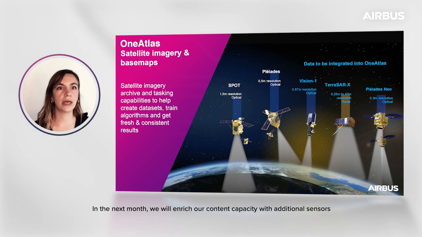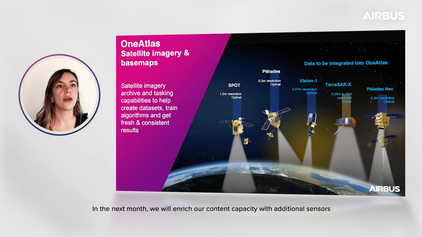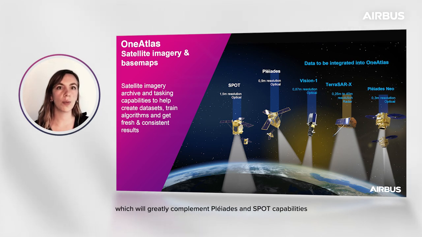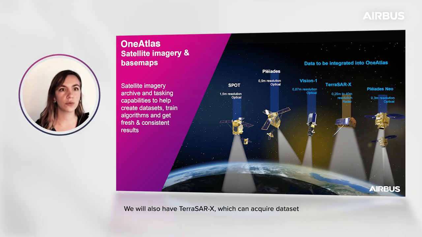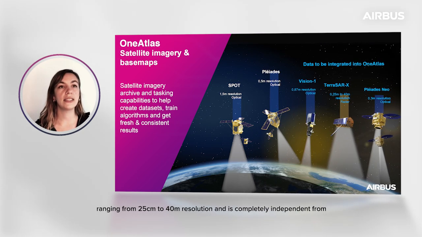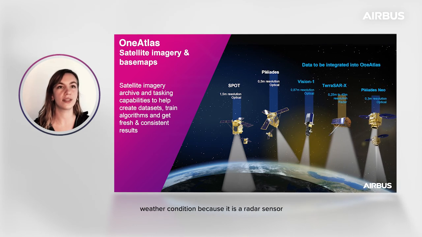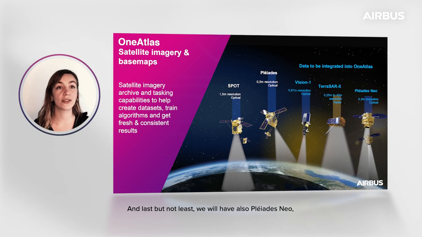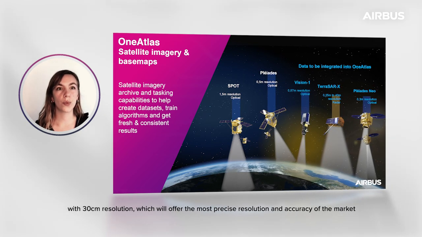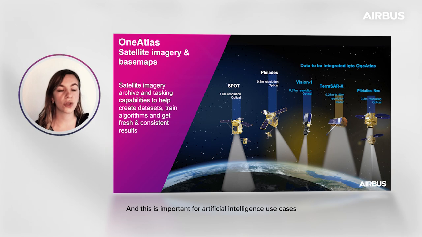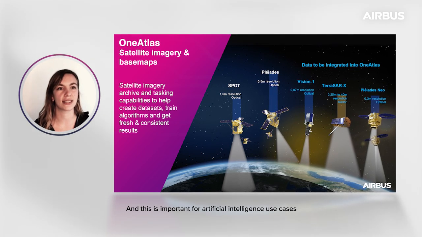But that's not all. In the next months, we will enrich our content capacity with additional sensors. Vision One, which is an optical sensor at 87 centimeters, which will greatly complement Pleiades and SPOT capabilities. We will also have TerraSAR-X, which can acquire datasets ranging from 25 centimeters to 40 meter resolution, and is completely independent from weather condition because it is a radar sensor. And last but not least, we will also have Pleiades Neo with 30 centimeter resolution, which will offer the most precise resolution and accuracy of the market. And this is of much importance for artificial intelligence use cases.